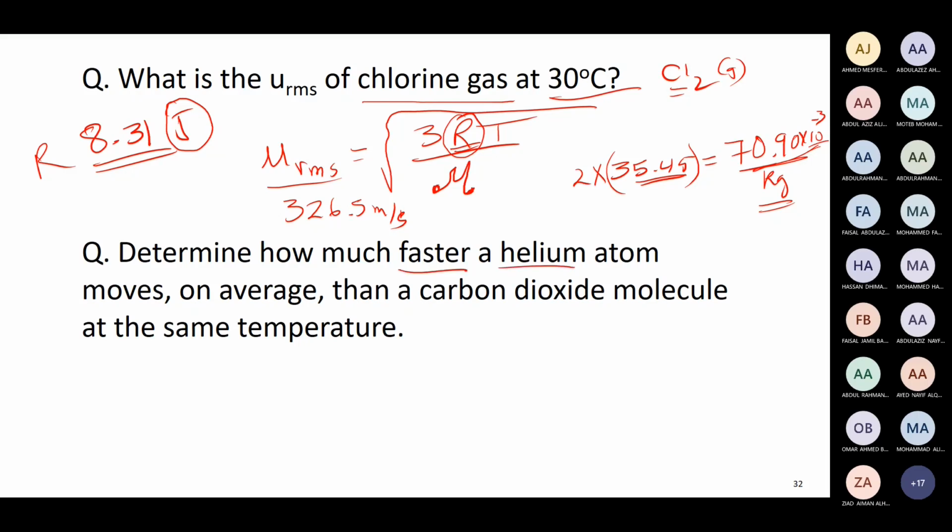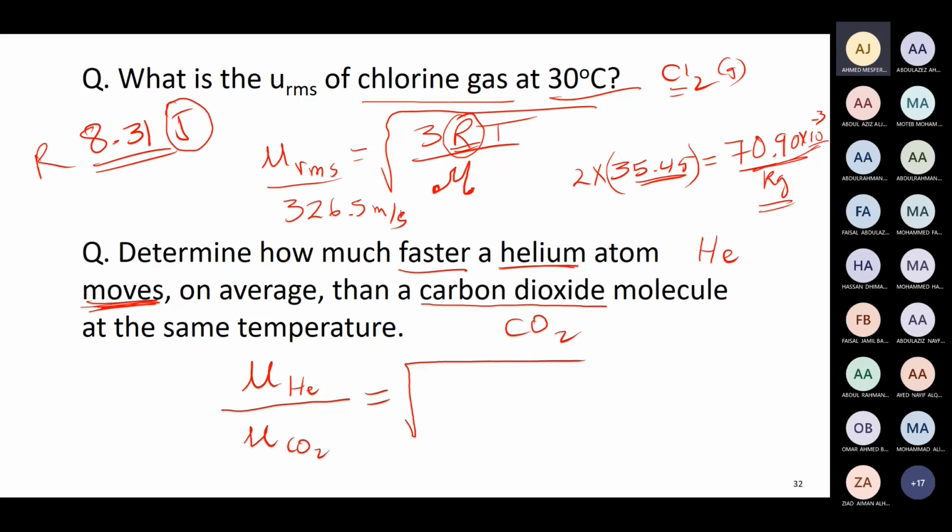Now, determine how much faster helium gas moves on average compared to carbon dioxide. What's helium gas? He. Is there two? No. Carbon dioxide is CO2. So what is the question asking? Moves. This means what? Velocity. U of helium compared to U of CO2. What's the equation that we're going to use? It's the square root of the molar mass of CO2 over the molar mass of He. Yes, CO2 divided by the molar mass of helium. Clear, guys?